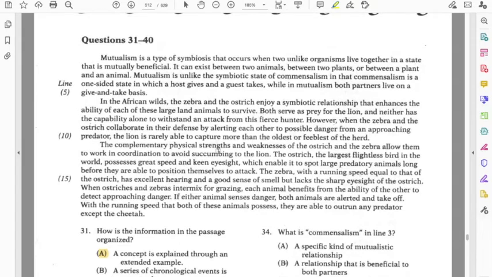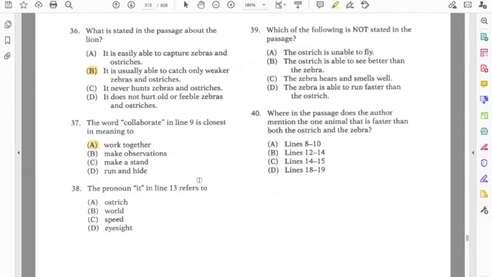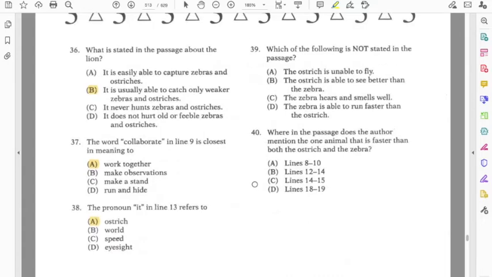Pronoun it in line 13 refers to, pronoun usage. These should be fairly easy. The ostrich, the largest flightless bird in the world, possesses great speed, which enables it. It is the ostrich, the subject here. Second time just for cohesion, referring to it with the pronoun.